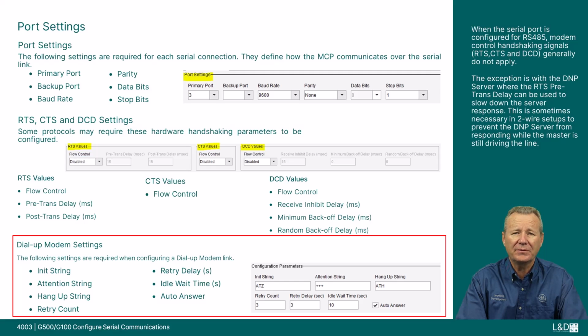Retry count: specify how many times to retry a failed connection before giving up. Increase the value for unreliable connections. The range is 0 to 30 and the default is 3.